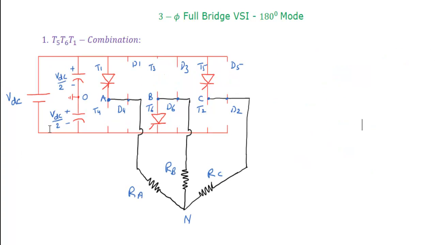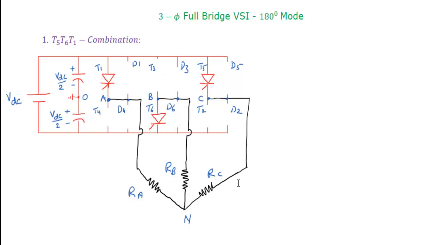Now if I consider only the first combination T5, T6, T1, with respect to the thyristors I have shown here, the remaining diodes and thyristors I removed from the circuit. For simplicity, I told you that we are going for a resistive load to draw the load voltage. In that case, no need to worry about the diodes, because diodes will not be in conduction for a resistive load. That is why I am removing all these things from the circuit diagram. Now we have T1, T6, T5.